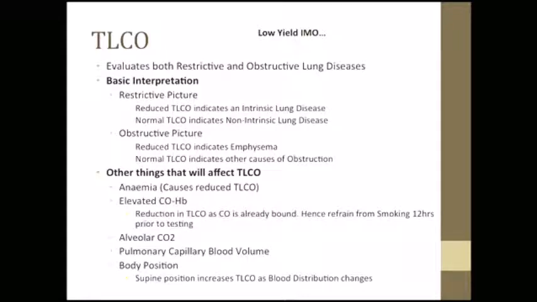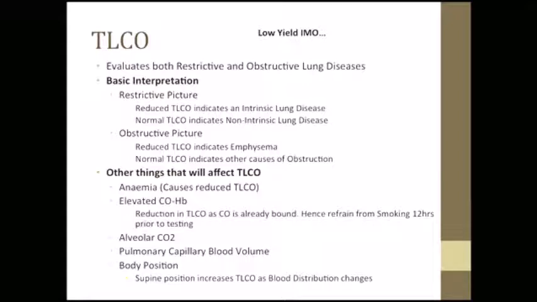So after you have spirometry, which shows you a restrictive picture, so FVC less than 80%, you do a TLCO and it tells you whether or not you have pulmonary fibrosis or whether you have something that is not due to pulmonary fibrosis. That's what basically it tells you. In an obstructive picture, you can have emphysema. So emphysema, you get rid of the walls of the alveoli, the septal connections.